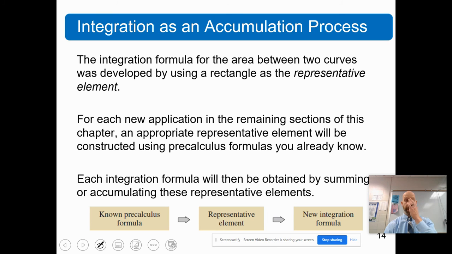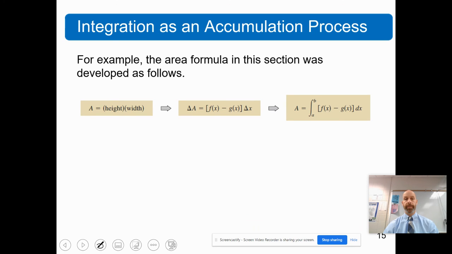The last thing I want to mention is integration as an accumulation process. The integration formulas for the area between two curves was developed using rectangles as representative elements. For each new application in the remaining sections of this chapter, that's section 6.2 basically for us, an appropriate representative element will be constructed using pre-calculus formulas that we already know. Each integration formula will be obtained by summing or accumulating these representative rectangles. So we're going to go with what we know from pre-calculus using our representative element, and that's going to help us develop a new formula.